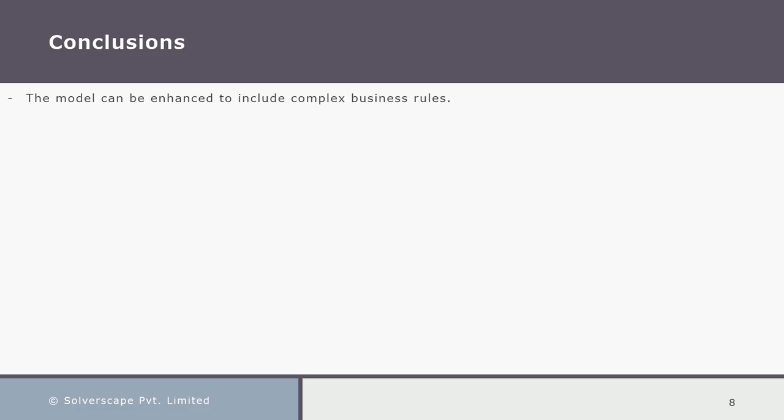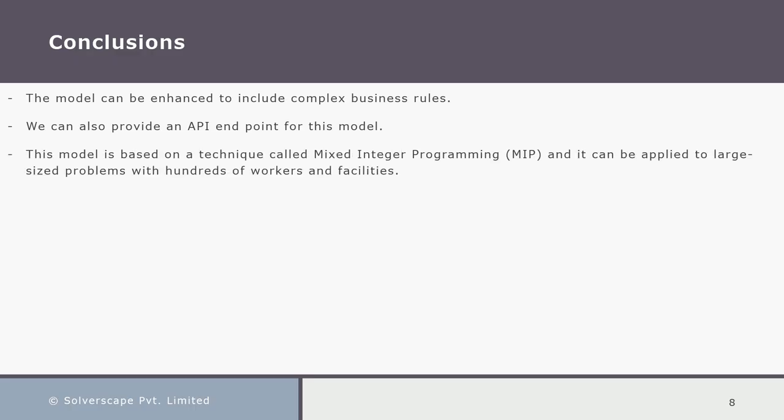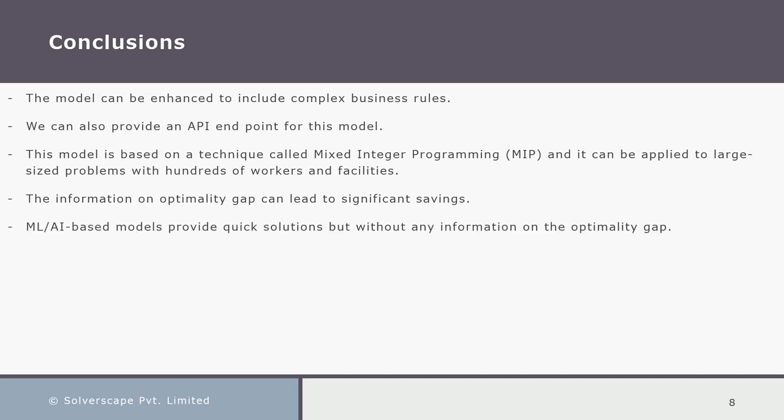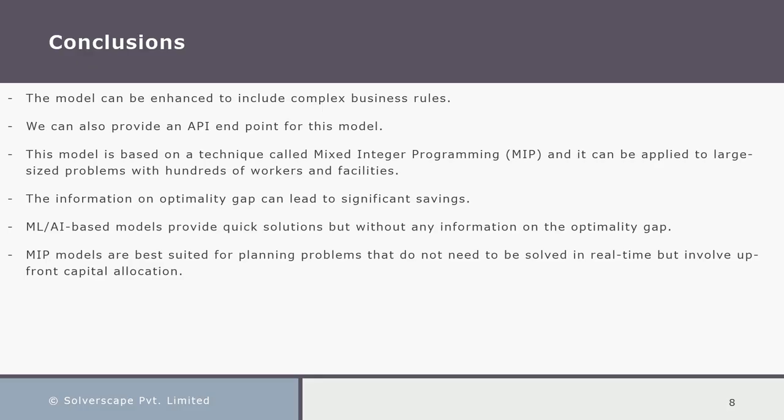So to conclude, the model can be enhanced to include complex business rules. We can also provide an API endpoint for this model. This model is based on a technique called mixed integer programming that can be applied to large size problems with hundreds of workers and facilities. The information on optimality gap can lead to significant savings. ML AI based models provide quick solutions but without any information on the optimality gap. MIP models are best suited for planning problems that do not need to be solved in real time but involve upfront capital allocation.